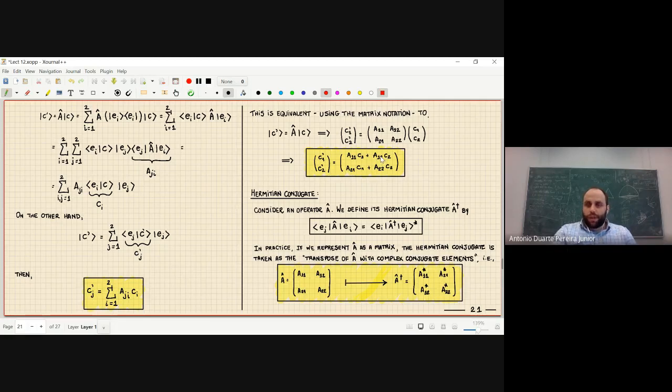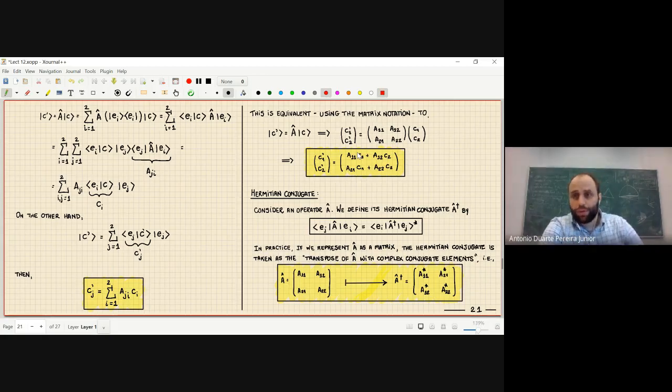So at the end of the day, I'm just telling you that given an operator that acts on a vector, I know what will be the entries of the vector that is produced by this multiplication. Okay? And this is written here. Good.